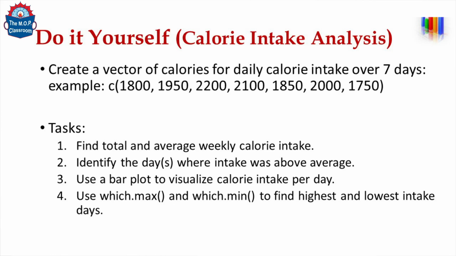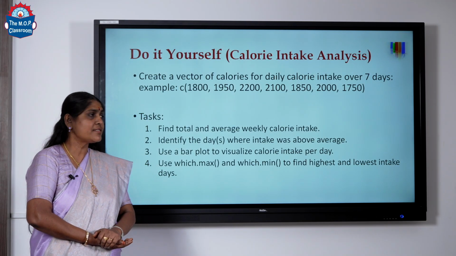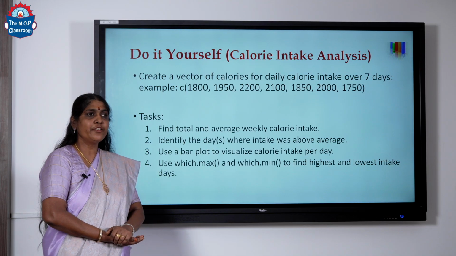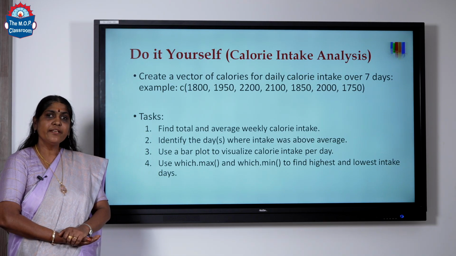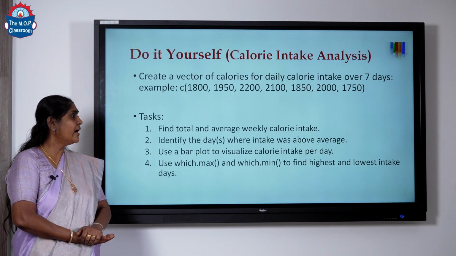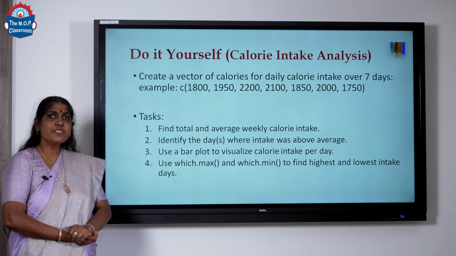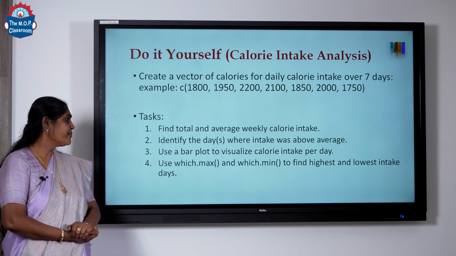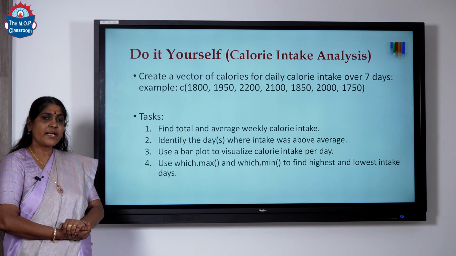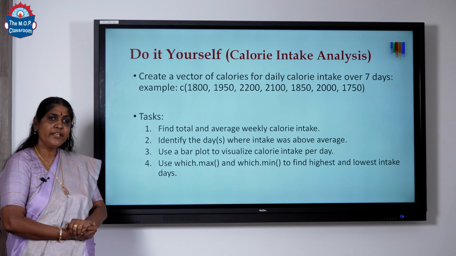Here goes an exercise for you where you have the vector of the calorie intake for 7 days and you will perform the following tasks: finding out the total and average weekly calorie intake, identifying the days where the intake is above the average, using a bar plot to visualize the calorie intake per day, and using the max and min functions to find out the highest and the lowest calorie days.